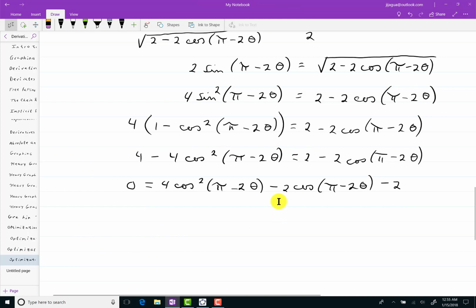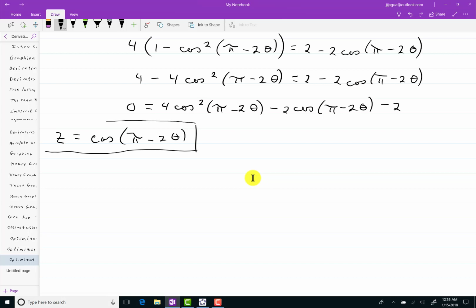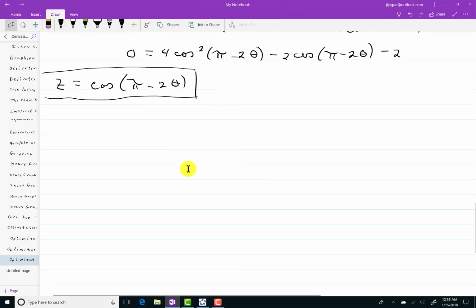Now, a common trick here, you notice that I have the same kind of an unknown quantity appearing twice in here. A common thing to do is to allow some letter to stand in for these and then use a common algebraic method to try to solve the thing. So I think usually z is the letter used for this kind of stuff. I'm going to let z equal cosine of pi minus 2 theta. Put that off to the side. So my equation then becomes 0 equals 4z squared minus 2z minus 2, which is a standard quadratic equation.